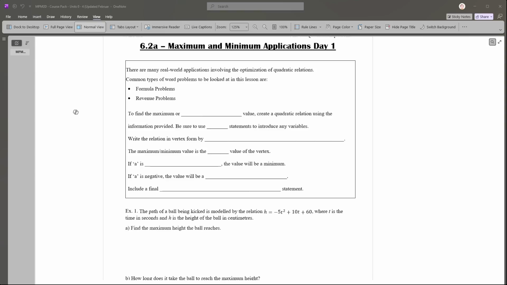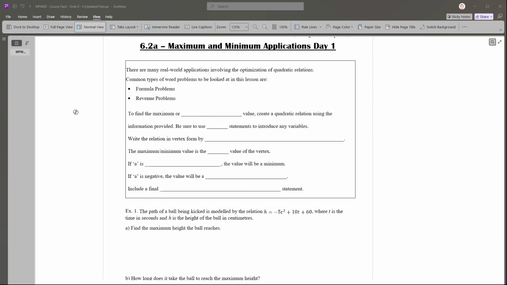So the whole point of yesterday's lesson was to learn how to complete the square. And why did we want to know how to complete the square? Because it allowed us to take an equation in the standard form, y is equal to ax squared plus bx plus c, and convert that into the vertex form. Why would we ever want the vertex form in the first place?